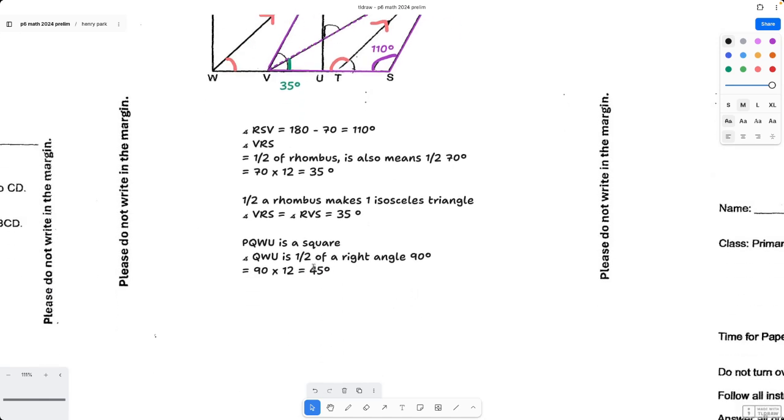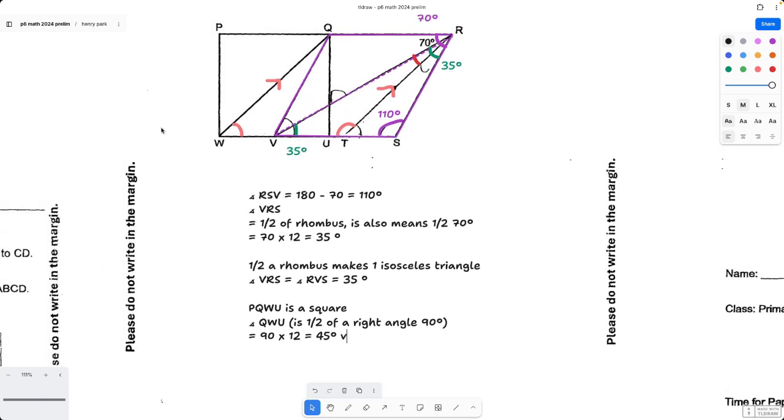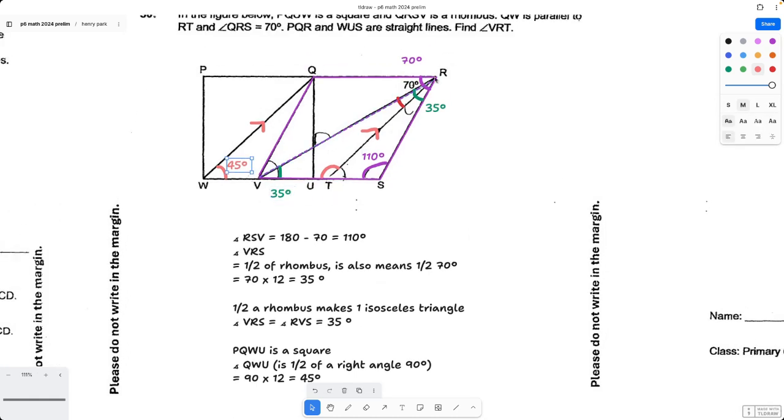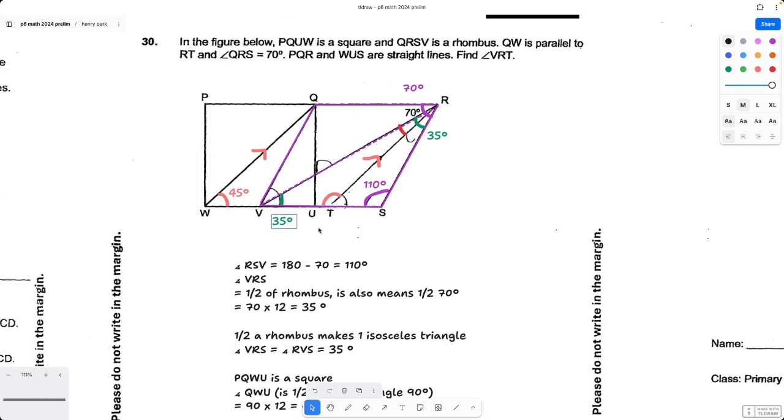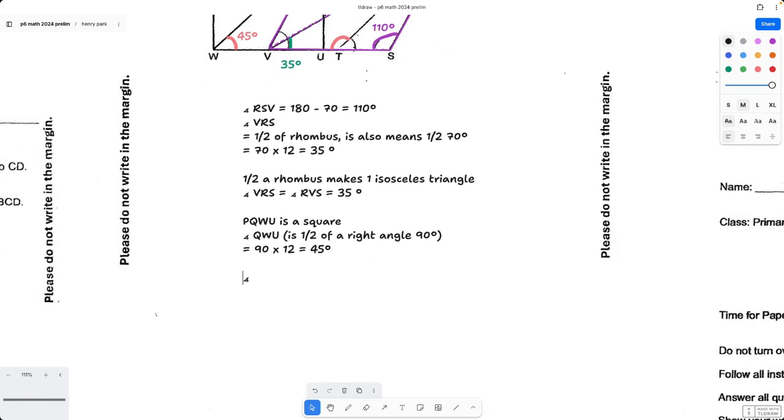Angle QWU is marked with a bracket like this. So now we know that this is 45 degrees, over here. That means we can get VTR. Angle VTR. So QWTR.